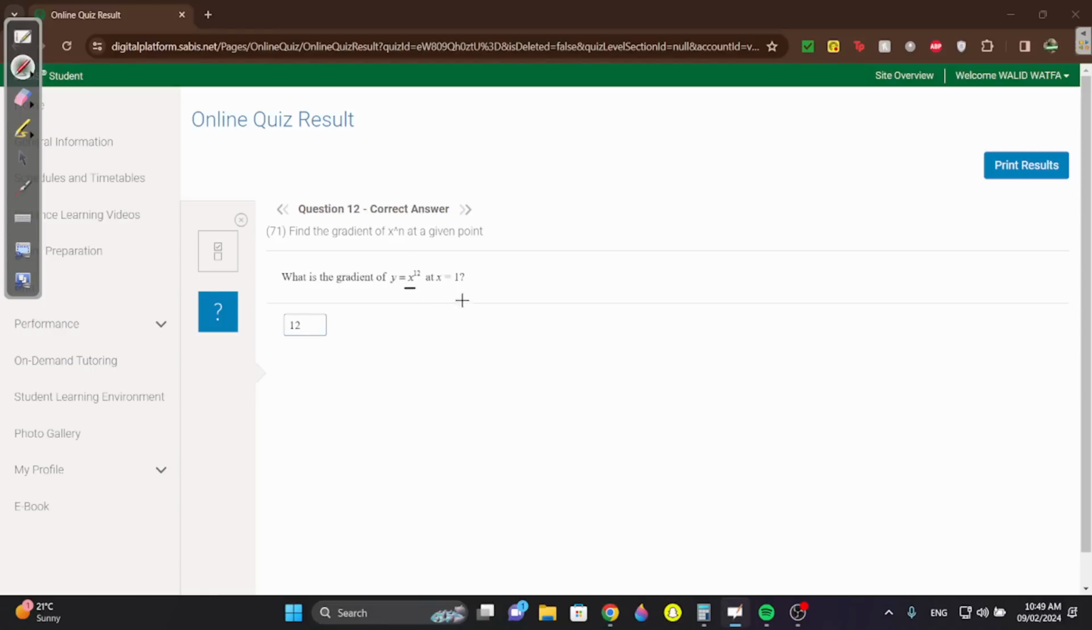Yeah, y equals x to the power of 12 with x equals 1. Derive, 12 times 1 is 12. Reduce the exponent by 1. It comes 12x to the power of 11. Plug in 1, becomes 12 times 1 to the power of 11, which is 12 times 1, which is 12.